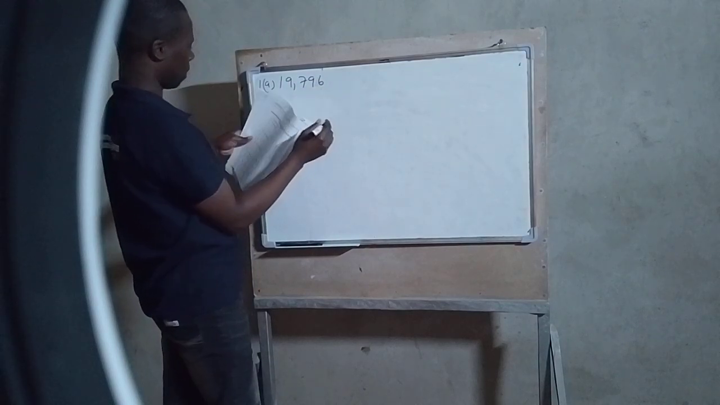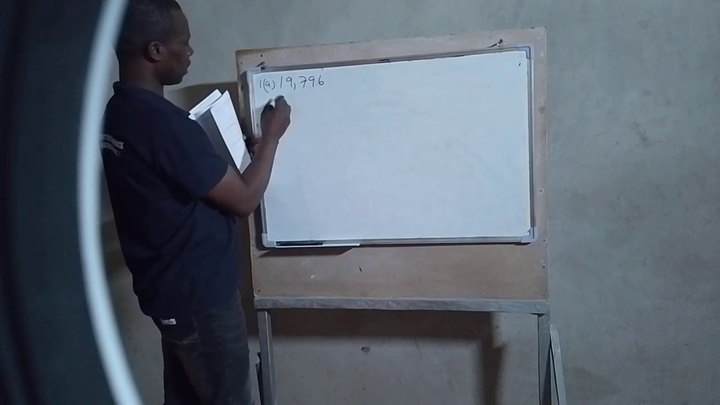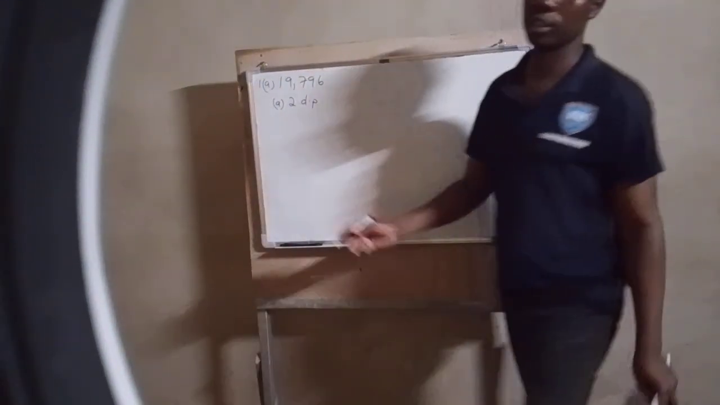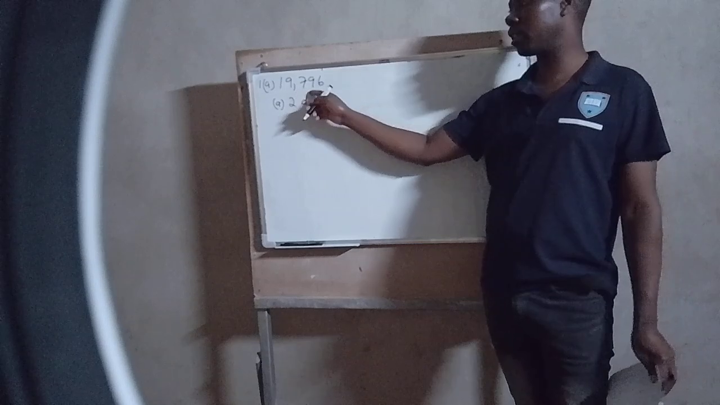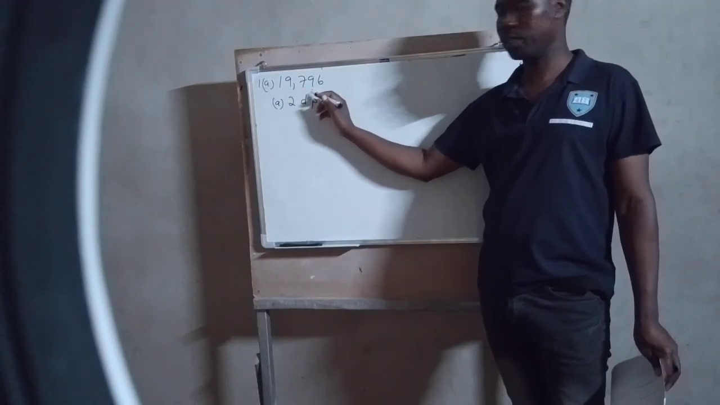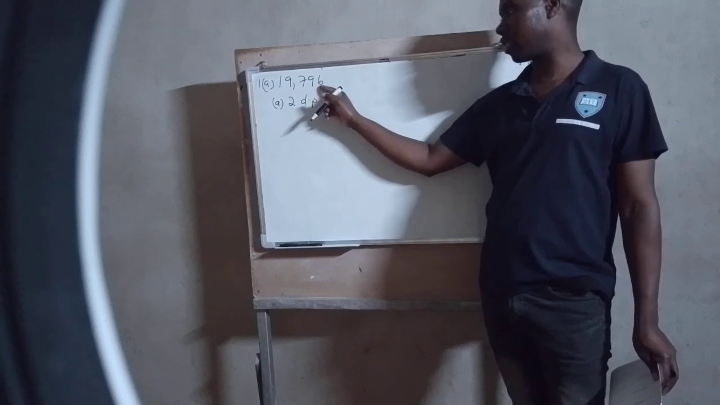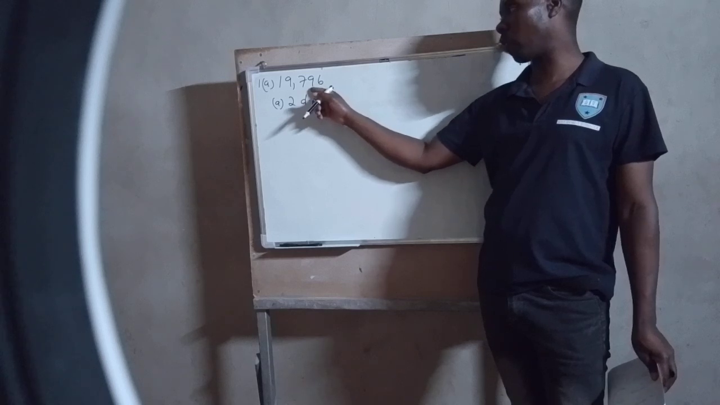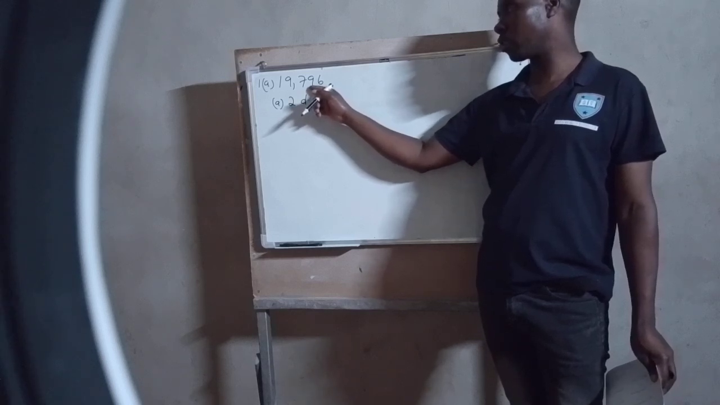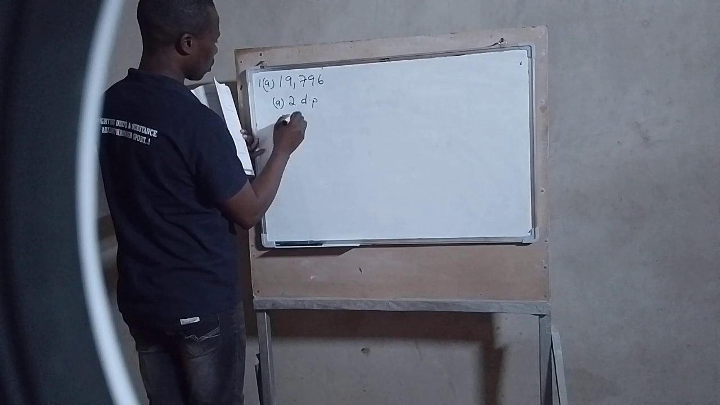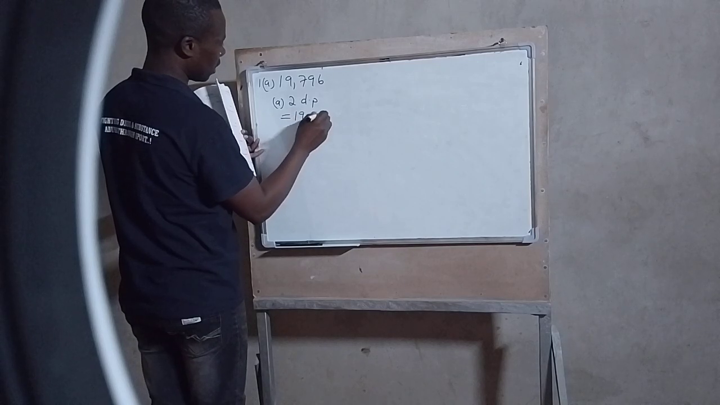19,796. So the first part is to 2 dp or 2 decimal places. So 2 decimal places, what is required is just 2 digits after the comma. So this is the first digit 7, the second digit 9, and the third digit is 6. So this is greater than 5. So we round up, we add 1, here it becomes 10, so we write 0, we add the 1, 7 becomes 8. So this is equal to 19,80.